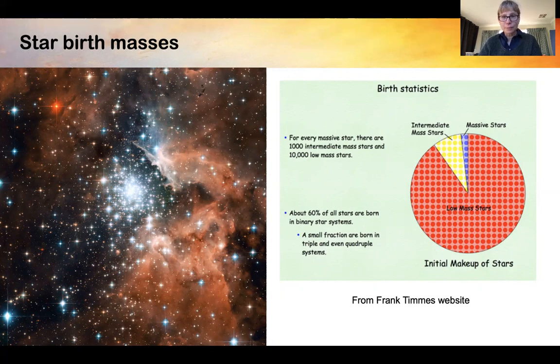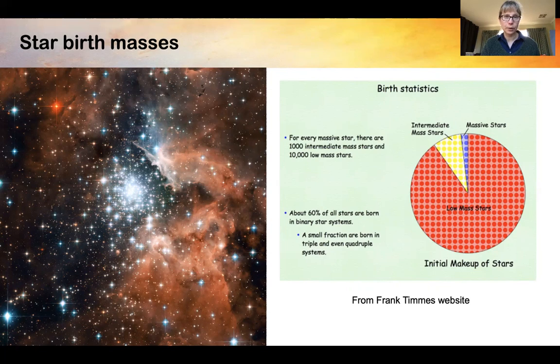About 10 of those stars will be intermediate mass stars, and here these are my low and intermediate mass. So these are stars that will go through an AGB phase. But for massive stars, now we have to think about larger statistics. So here Frank has broken it up into 10,000 low mass stars, 1,000 intermediate mass stars, and there's one massive star in all of that. So the massive stars are very rare in comparison to the total number of stars that are born in the galaxy. Low and intermediate mass stars are also rare. They're rarer than our M dwarfs, but there are many more of them.